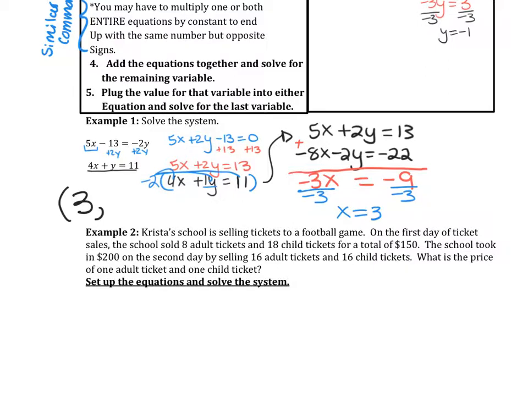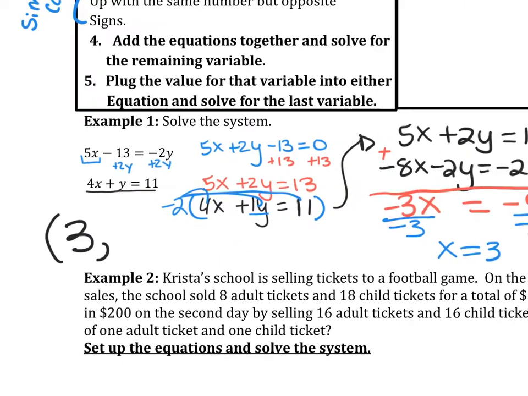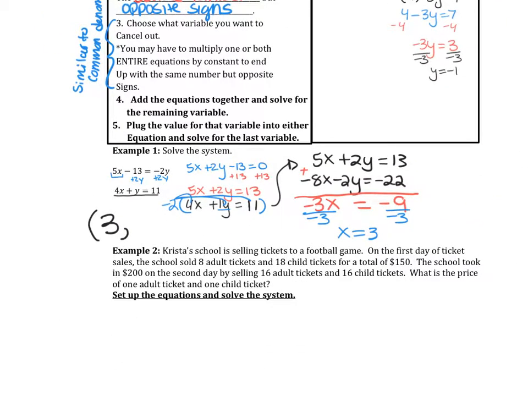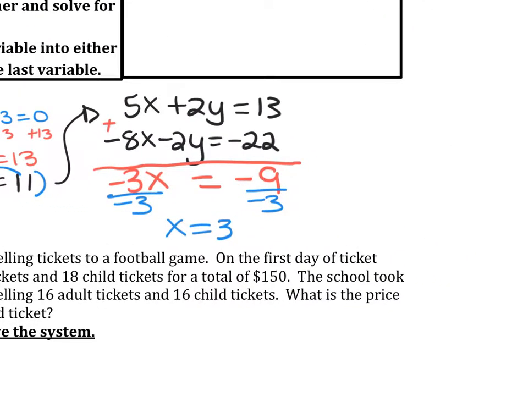No, because a solution to a system is a point. You need an x and a y value. So you can plug it into either one. However, if we look at our second one, y is already by itself, which means it'll be easier to solve for y with this one. But you can really plug it into either one. So 4 times 3 plus y equals 11. So we'll have 4 times 3 plus y equals 11. 4 times 3 is 12.